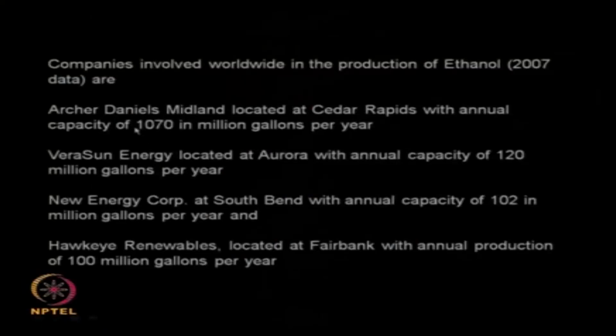So, you may have more companies coming into it, it just gives you an idea of what type of companies are involved. As you can see, Archer Daniels produce 1070 million gallons per year of ethanol, whereas Sun Energy Systems are producing 120 million gallons. New Energy Corporation about 100 million gallons. Another, Hawkeye Renewables, are producing about 100 million gallons per year. So, you are talking in terms of hundreds of millions of gallons of ethanol per year. Ethanol is used not only for making alcohol, but also for industrial applications as well as consumption purposes.